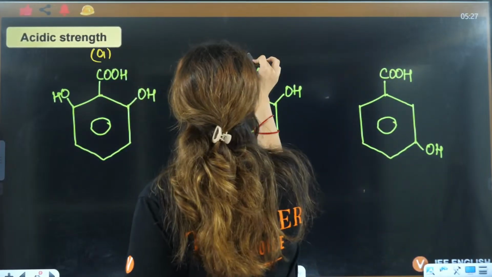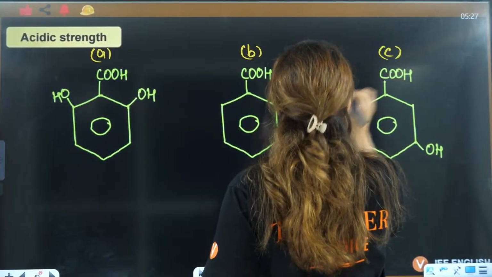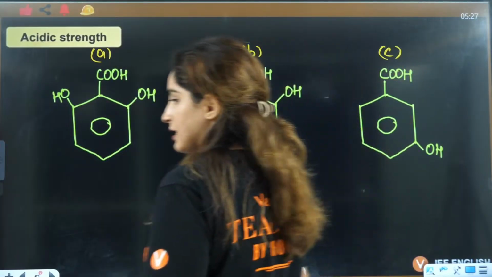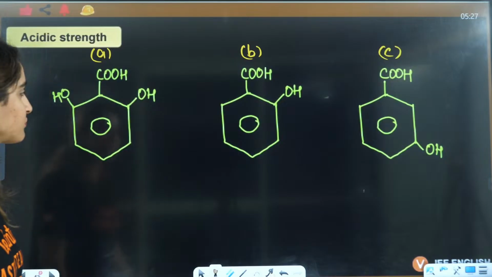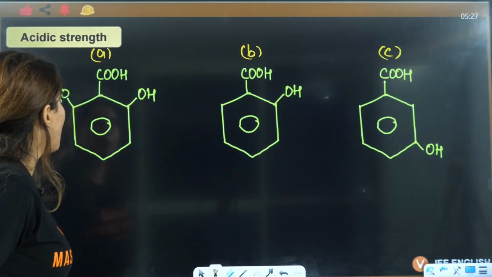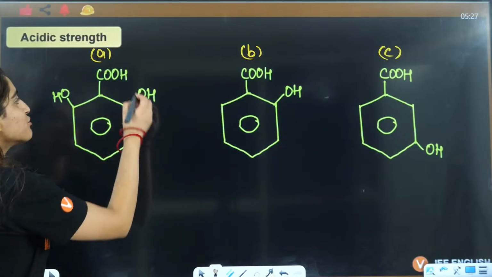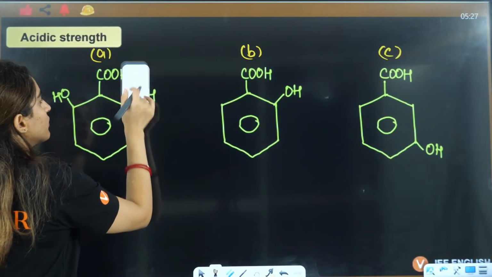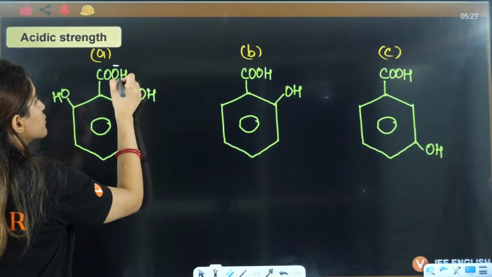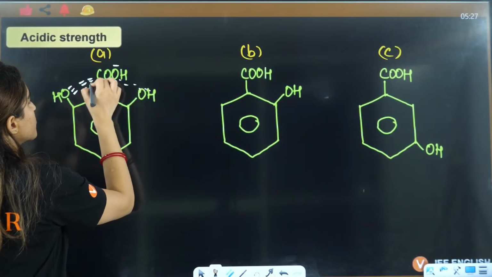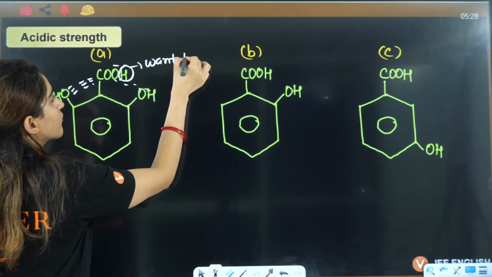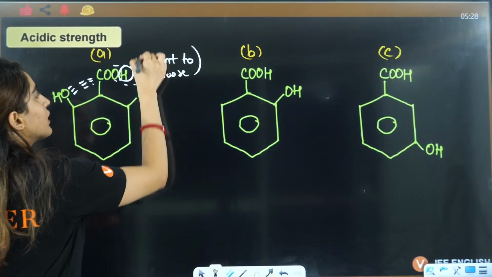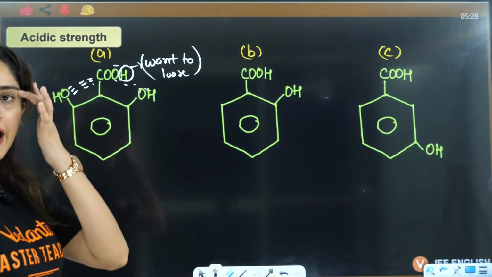Now next is some more questions. This is A, this is B, and this is C. Let's talk about this one. Here it will show hydrogen bonding after losing. Because of hydrogen bonding, this would want to lose. It will be like, I want to lose my hydrogen, right?